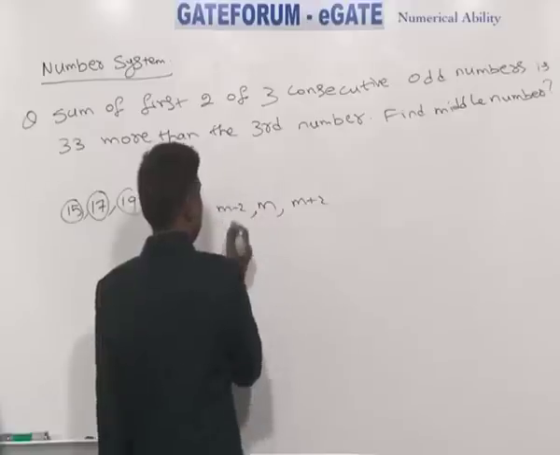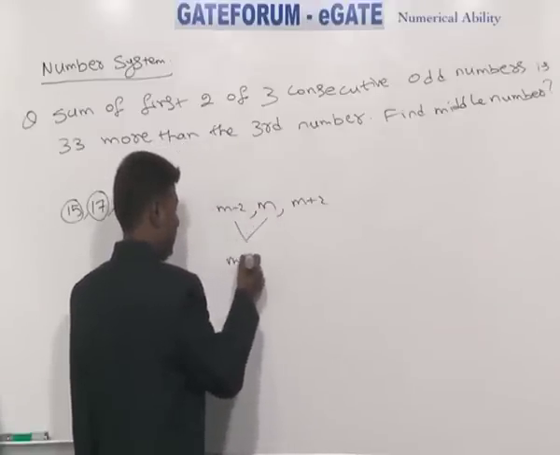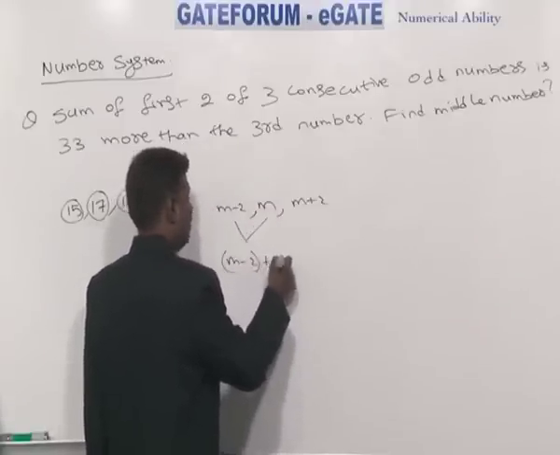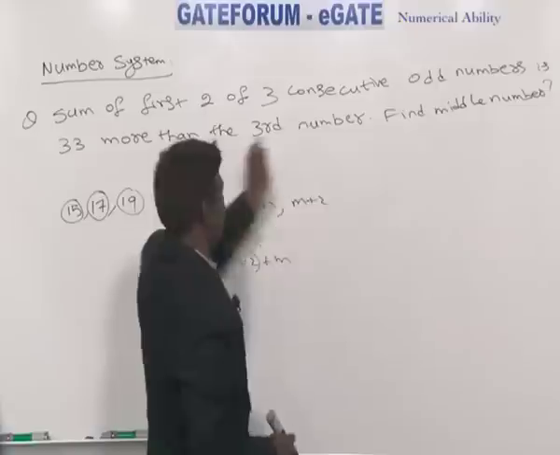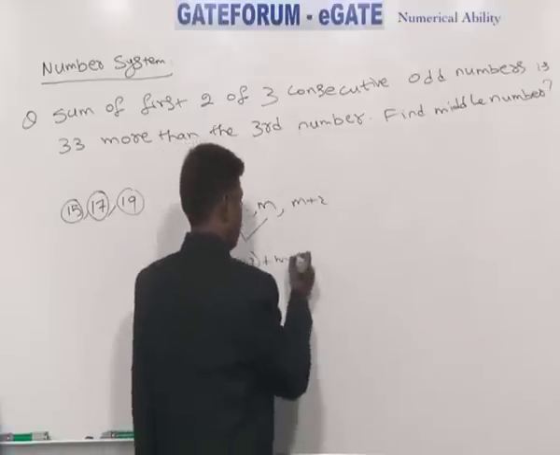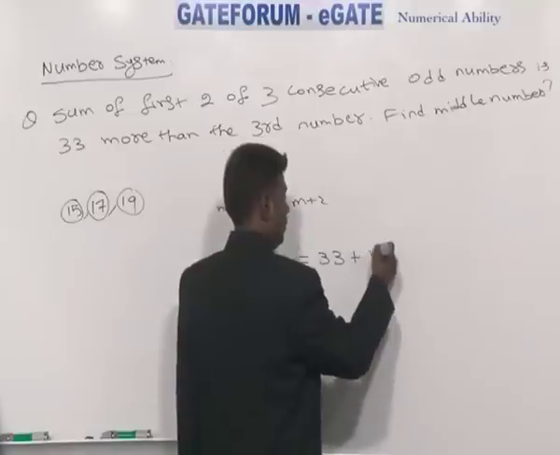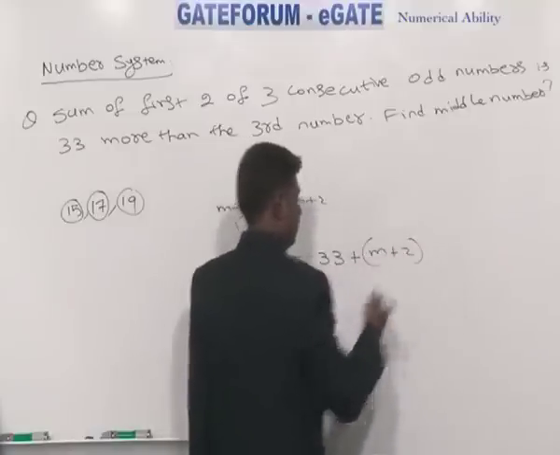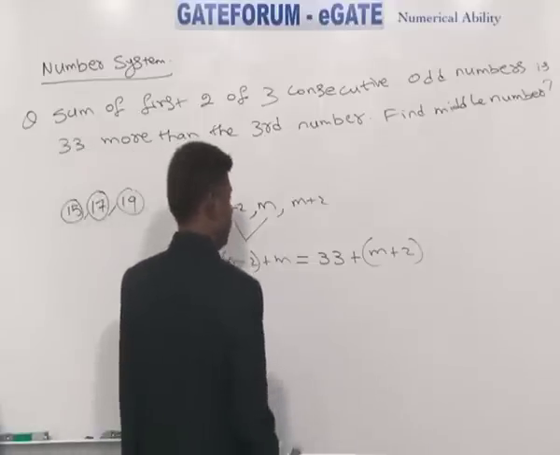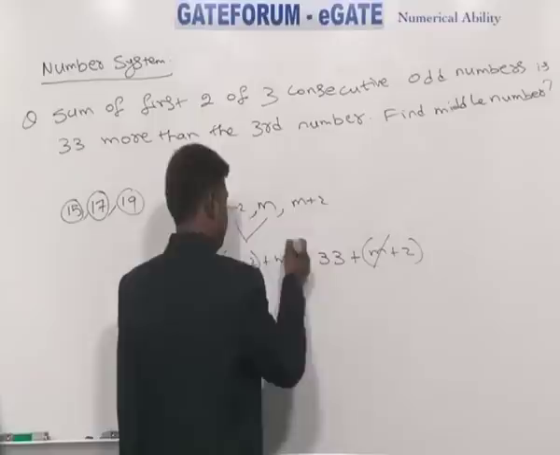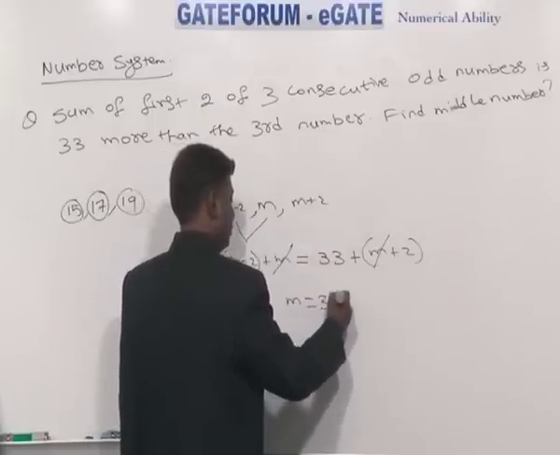Okay. So what is given? Sum of the first two, that is m minus 2 plus m, is 33 more than the third number. Supposed to find the middle number. So m happens to be 37.